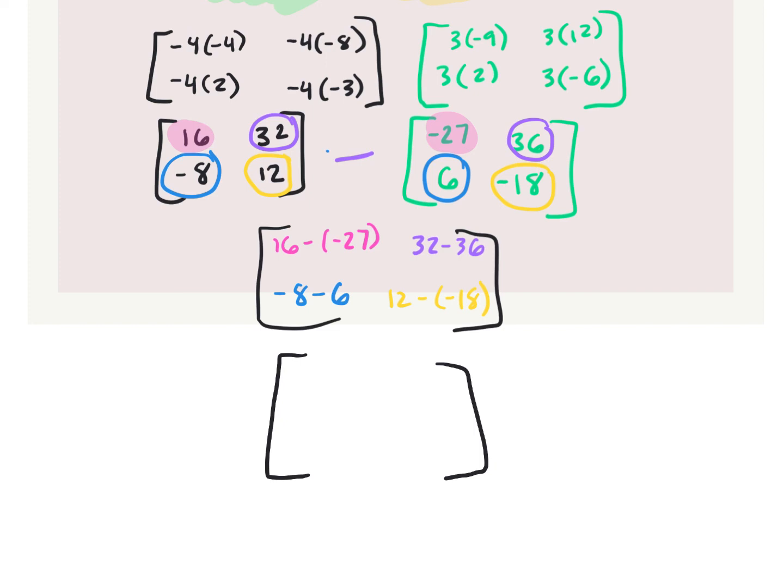So 16 minus negative 27, this becomes a big plus sign. So 16 plus 27 would be 43. Next, we have 32 minus 36. This would be negative 4. Then we have negative 8 minus 6, which is negative 14. And lastly, we have 12 minus negative 18. So this becomes a big plus sign. So 12 plus 18 would be 30. So this is our answer.